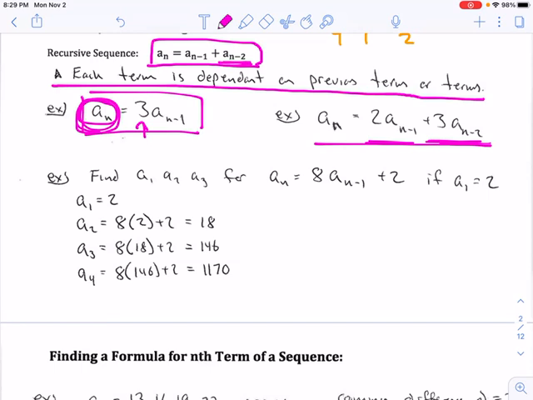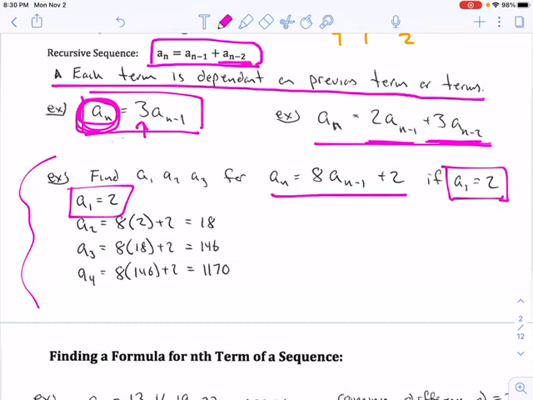So, as an example, find a sub 1, a sub 2, and a sub 3 for a sub n is equal to 8 times a sub n minus 1 plus 2, if a sub 1 equals 2. Now, one important idea here is that when you're given a recursive sequence, you must be given at least one term in the sequence. In most standard problems, you're going to be given a sub 1. So a sub 1 is 2.